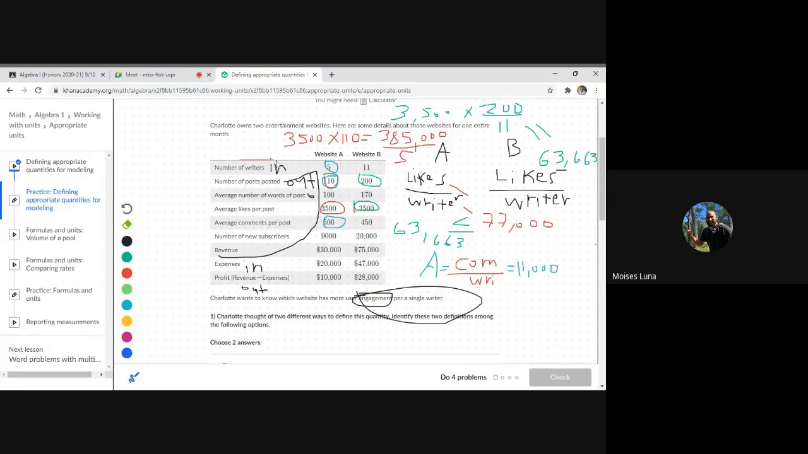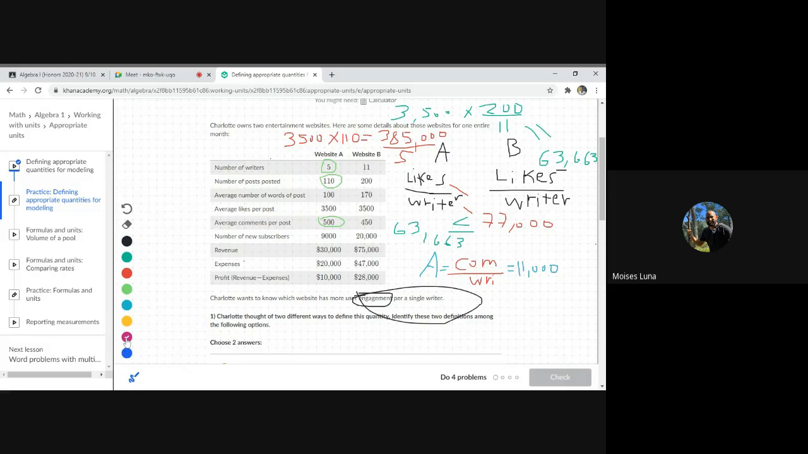All right. So 500 is the average comments per post. So you have comments per post. You multiply comments per post by the number of posts posted for the first website, which is 100, and then you have eliminated posts, and you end up only with comments. Now you divide comments by the number of writers, which is 5 writers. So you have 11,000 comments per writer. You need to make sure that your units are correct.